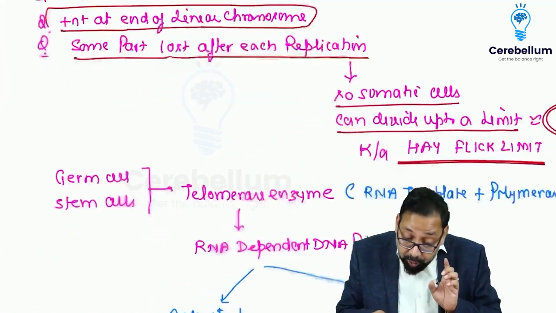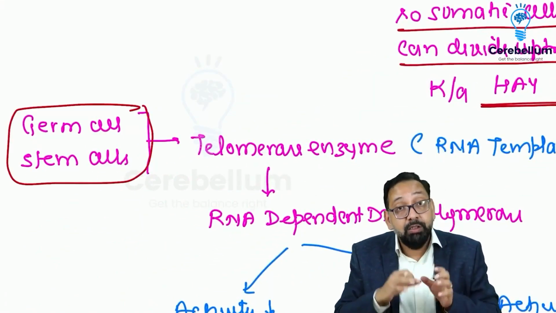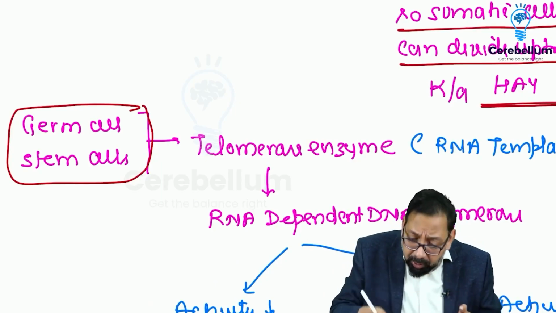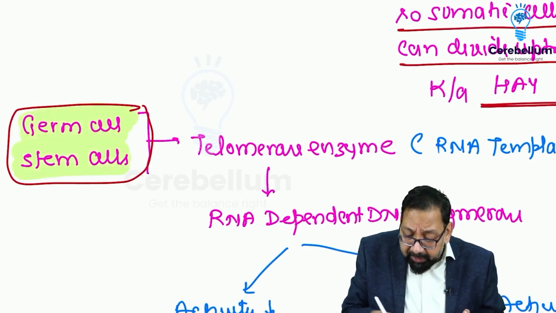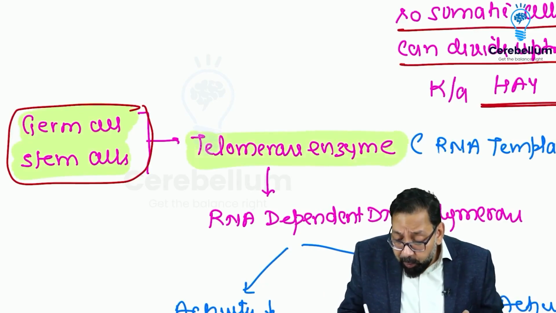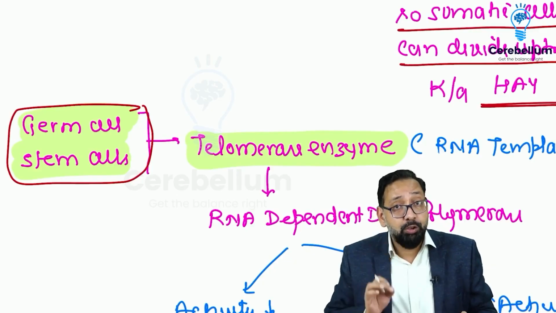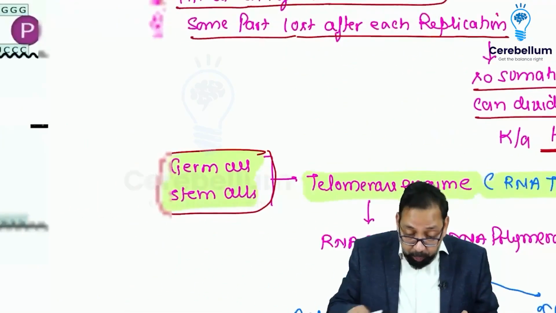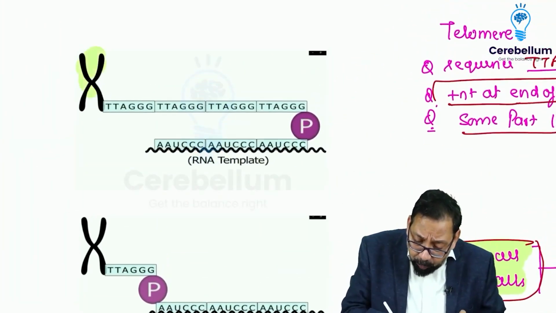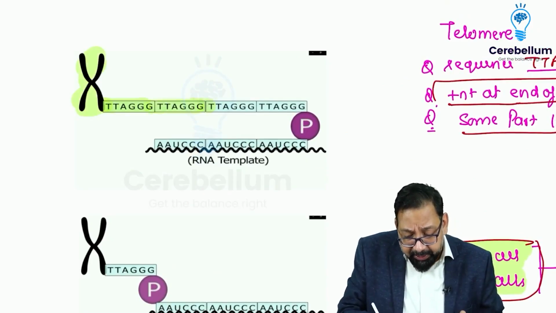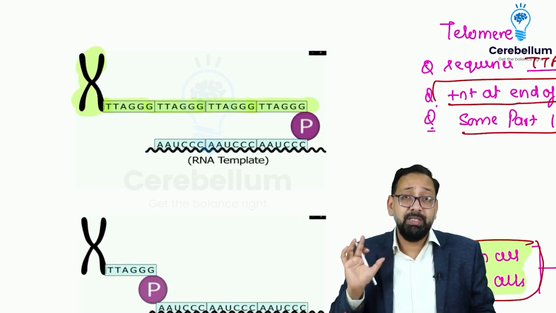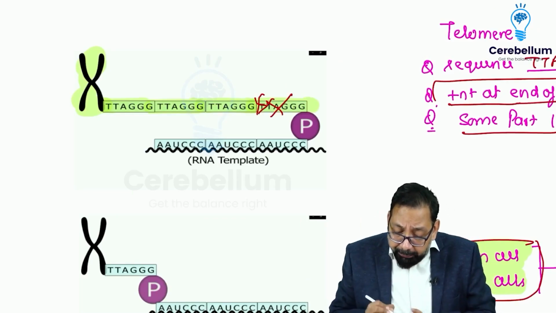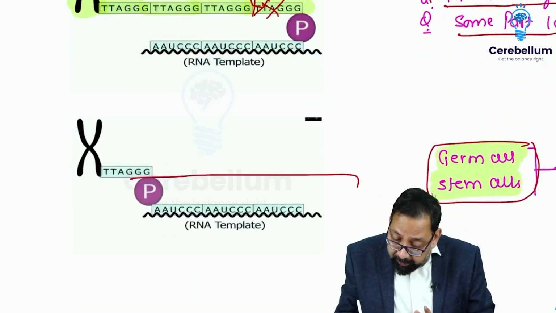But germ cells and stem cells divide rapidly and regularly, yet they don't die. Why? Because in germ cells and cancer cells, there is an enzyme, telomerase. When you see the structure of telomerase, you will find it has one RNA template and a polymerase. So I will show you. This is the linear end of the chromosome, with TTAGGG, TTAGGG repeats, this telomere. After each replication, this will be shortened, and we have the enzyme telomerase.